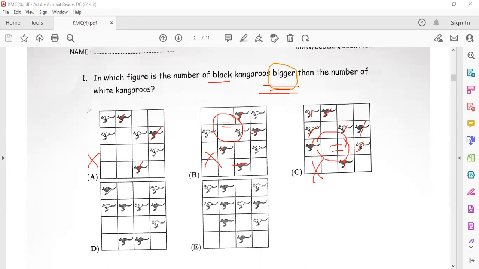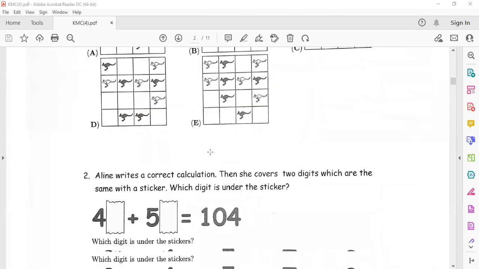Let's look at D. 1, 2, 3, 4, 5. 5 blacks and 4 whites. Black is now more than white. Just for checking's sake, let's do E. 5 blacks and 5 whites. This is equal, so this is not our option. Got it? Clear? Now we'll clear the drawings and move on to question number 2.